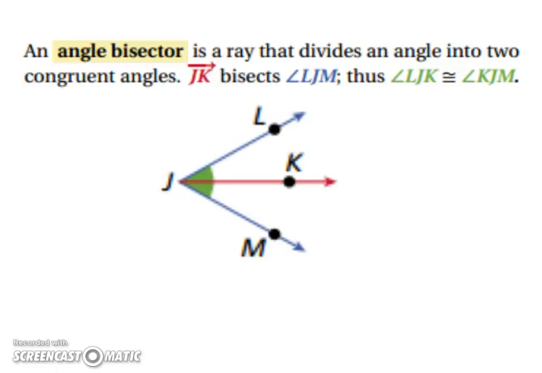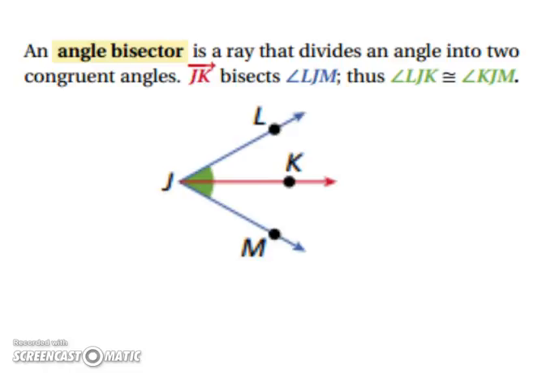How about an angle bisector? Bisect means to divide in half. So if it's an angle bisector, it's going to divide the angle in half. An angle bisector is a ray that divides an angle into two congruent angles. So this ray, JK, came through and divided angle LJM in half. That makes your two little angles here congruent, so angle LJK is congruent to KJM.